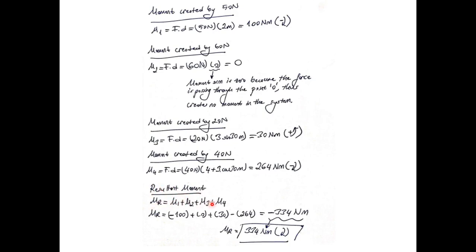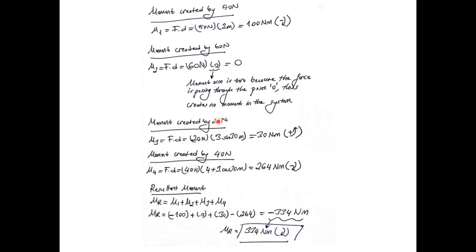We just sum all of those moments up, M1 plus M2 plus M3 plus M4. We need to be careful about the signs that we are using here, because each of the moments will have a sign depending on the direction it is acting. So M1 is minus 100 because we found the magnitude as 100 Newton meters, but it is acting in the negative direction, so it is minus 100. The second moment was 0 because the moment arm was 0.